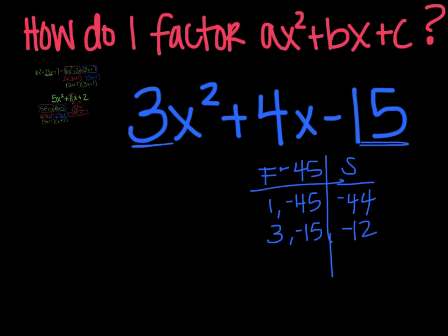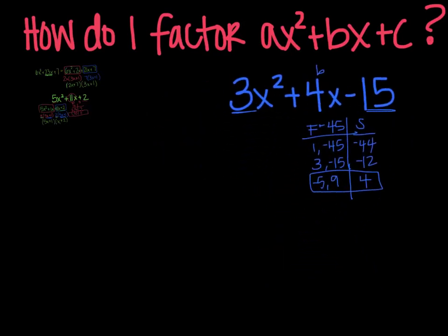That would give me a sum of negative 12. Again, I could flip-flop positive and negative here, but I know those aren't going to work, so I'm going to keep going. Negative 5 and 9, and then that would give me a sum of 4, which is what I'm looking for, because that's my B term. So now I know I'm going to break it apart that way.